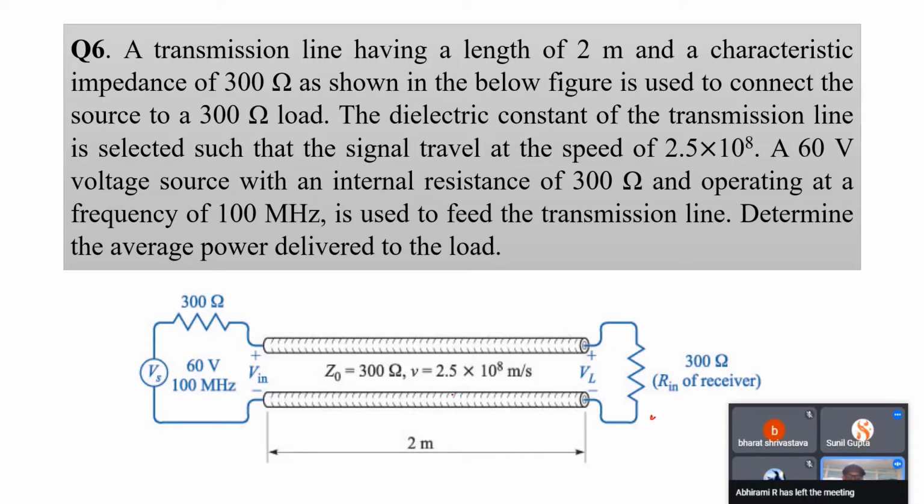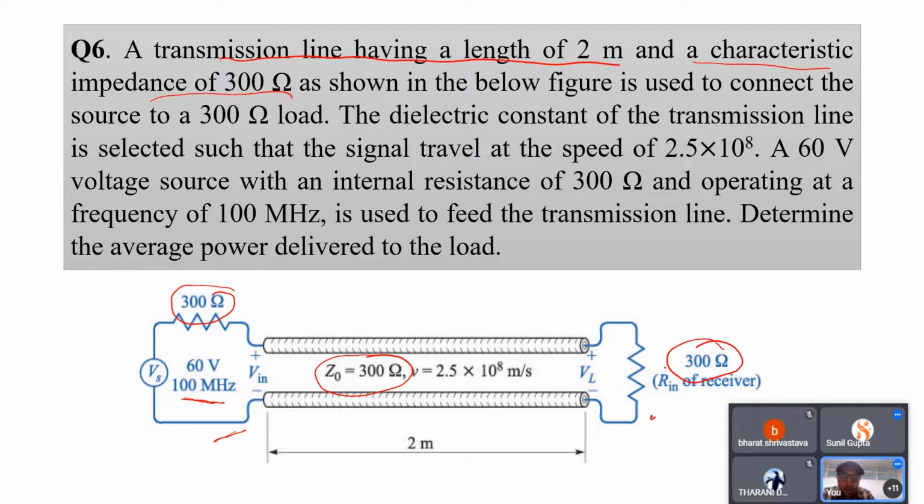So this is the next question. Here a transmission line of length 2 meter has been given, with a characteristic impedance of 300 ohm. So here a 300 ohm transmission line has been given. This is used to connect the source of 60 volt working at a frequency of 100 megahertz having an internal impedance of 300 ohm, and a load of 300 ohm. So by using this transmission line we are connecting this source to the load.